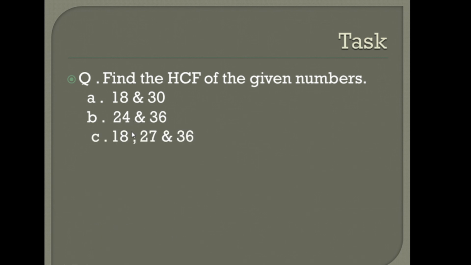Now, there is a home task. Find the LCM of the given numbers. There are certain numbers given: A part 18 and 30, B part 24 and 36, C part 18, 27 and 36, whereas D part 38, 16 and 24. You have to work them out, and then you will forward me a clip of the assigned work, and if there is any problem, we will discuss it later on.